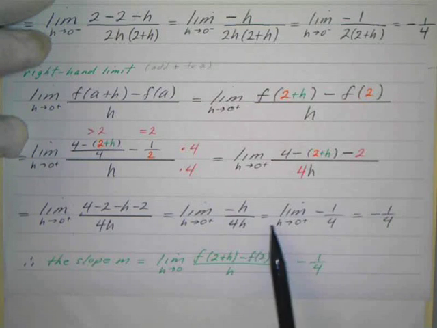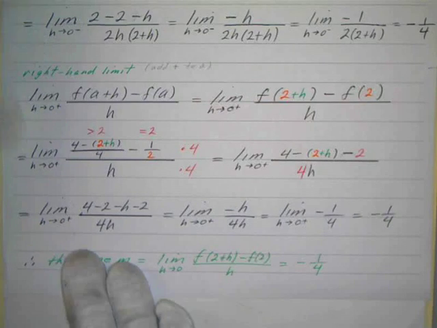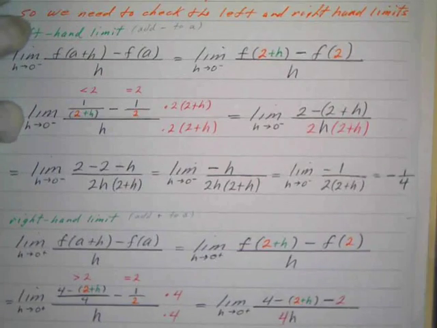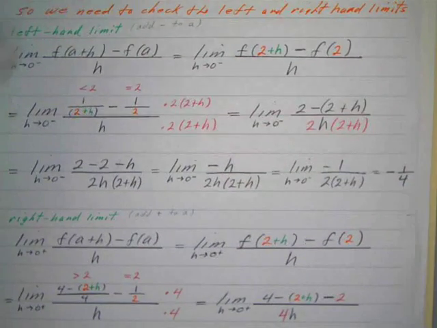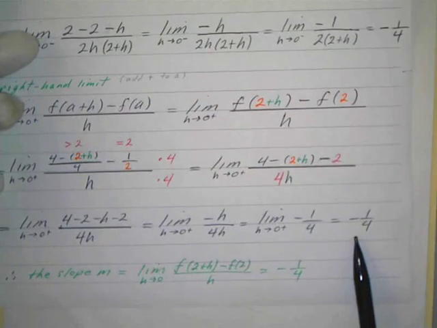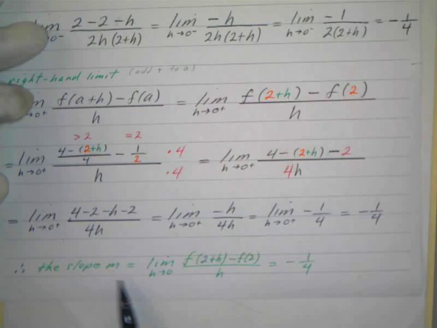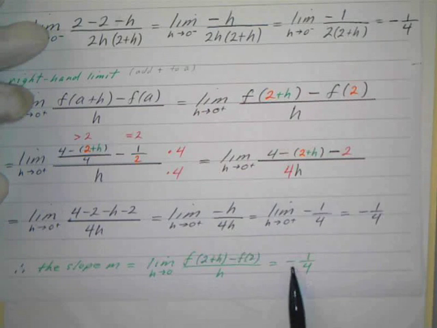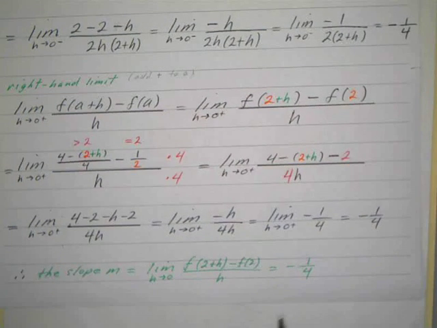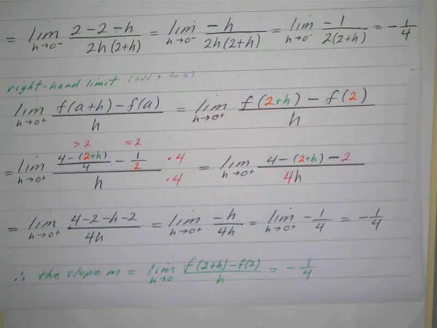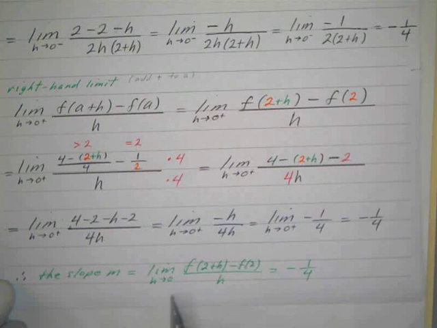The limit of a constant, no matter what this is going to be a constant. And we notice that our limits are both the same. Our left limit and our right limit are the same. So therefore the slope does exist, so the slope of m equals negative 1/4. So I do have a tangent. And the slope is negative 1/4.